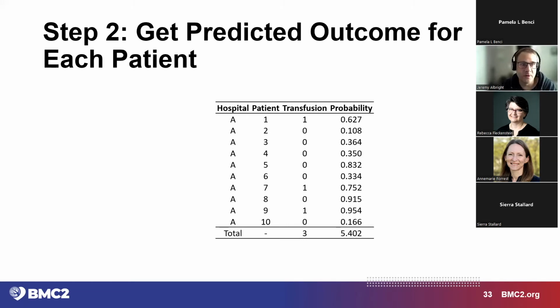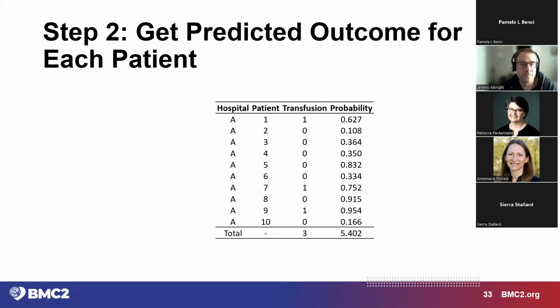So within this hospital, we're just going to call it hospital A, we have 10 patients. That transfusion column is a 1 if they had a transfusion, a 0 otherwise. And that probability comes out of that model, and the closer it is to 1, the more likely it is that somebody has a transfusion. You can see that those with the higher probabilities tend to have transfusions. There are some exceptions because it's a probability, it's not a certainty. So we have one case with a high probability that still nonetheless did not have a transfusion. That's how probability works.